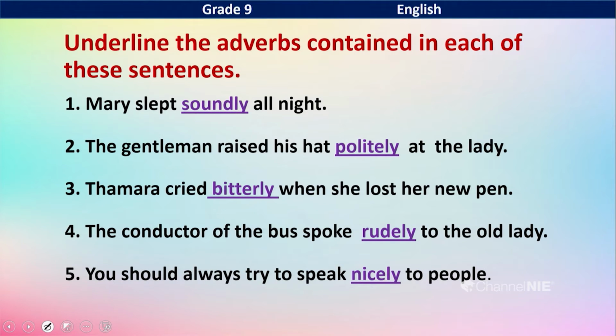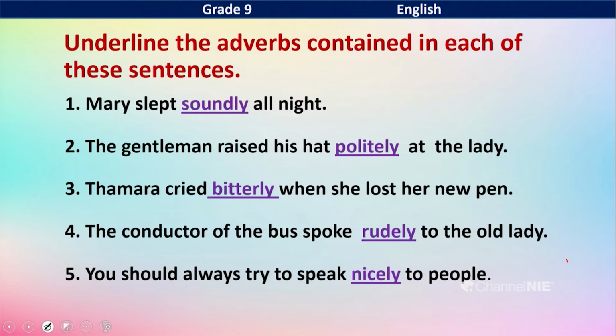Next one. The conductor of the bus spoke rudely to the old lady. How did he speak? Rudely. That is the adverb. What is the verb there, children? Speak, the past tense of speak. Spoke is given here.